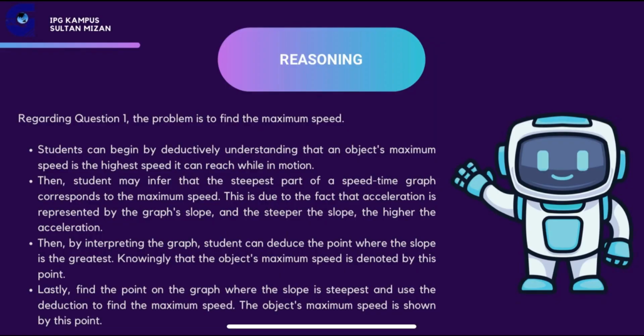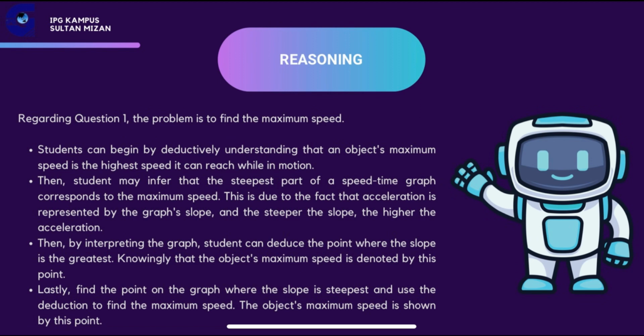Regarding question 1, the problem is to find the maximum speed. Students can begin by deductively understanding that an object's maximum speed is the highest speed it can reach while in motion. Then, students may infer that the steepest part of a speed-time graph corresponds to the maximum speed.